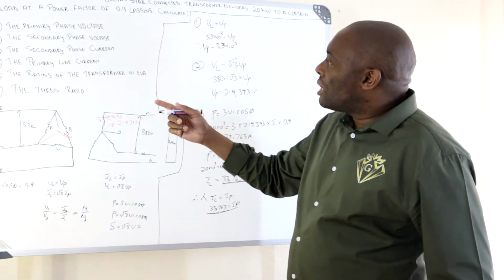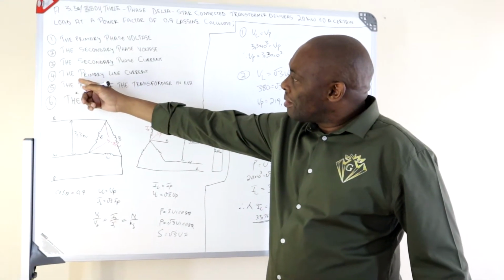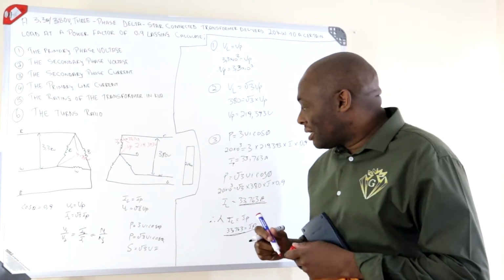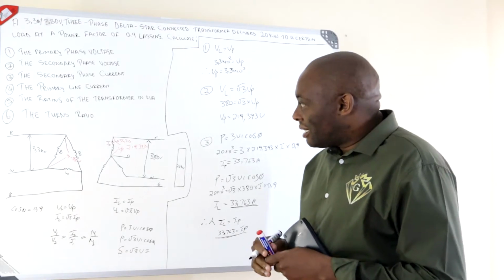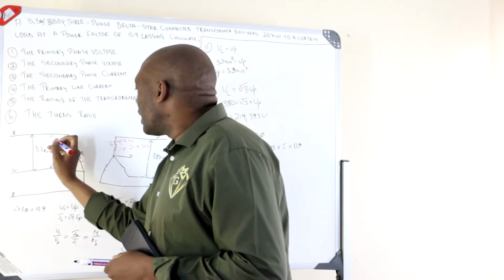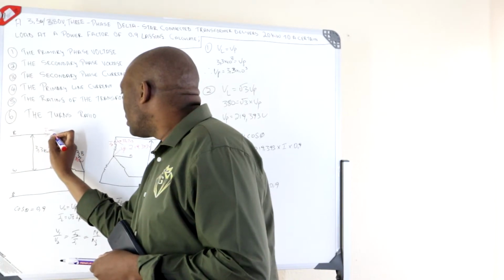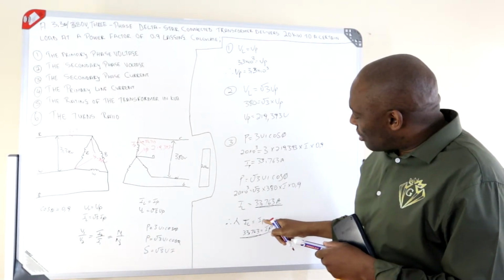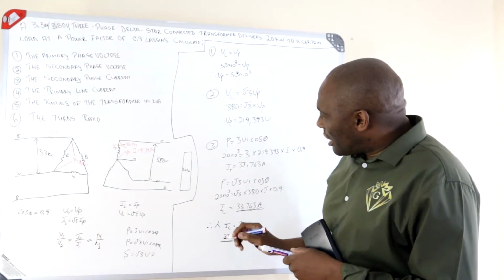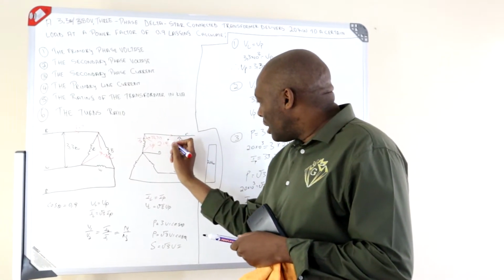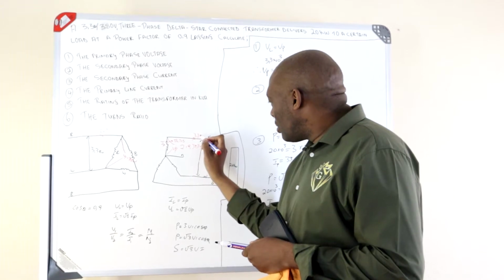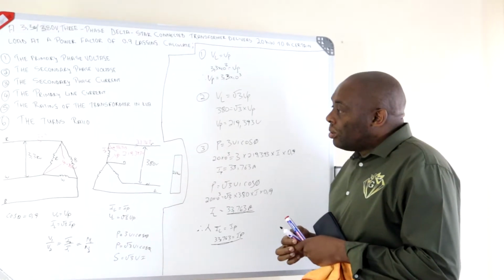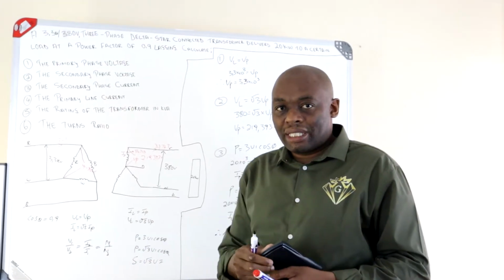Now let's go to the next question, which is question number 4. Question number 4 says primary line current. Can you hear the difference? Primary line current. So we are looking for a current that is flowing here. Remember, we just proved that our line current here is equal to your phase current. Therefore, you can see that your line current here as well is equal to 33,763. So now we will be looking for the value of the primary line current.